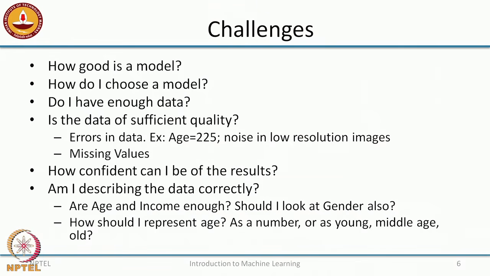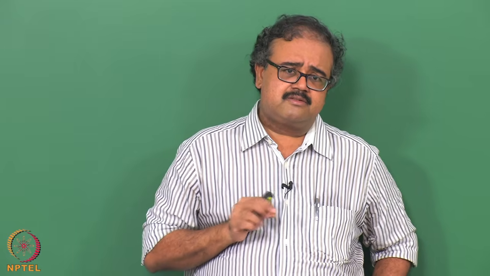So, there are several challenges when you are trying to build a machine learning solution, right. A few of these I have listed on this slide. The first one is you have to think about how good is a model that you have learned, right. I talked about a few measures on the previous slide, but often those are not sufficient. There are other practical considerations that come into play, and we will look at some of these towards the middle of the course somewhere, right.